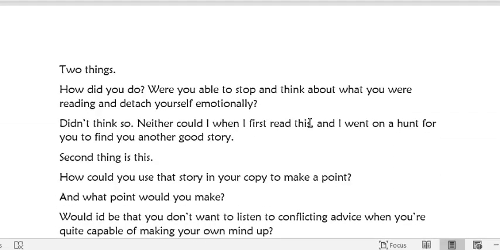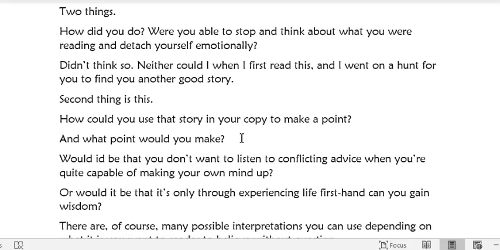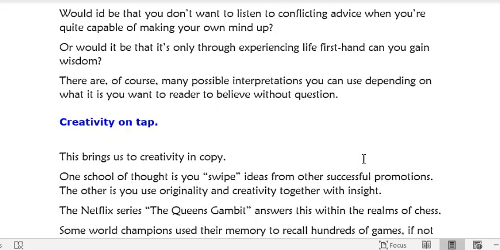Two things. How well did you do? Were you able to stop and think what you were reading and detach yourself emotionally? Didn't think so. Neither could I when I first read it. And I went on the hunt to find you another good story. Second thing is this. How could you use that story in your copy to make a point? And what point could you make? Would it be that you don't want to listen to conflicting advice when you're quite capable of making up your own mind? Or would it be that only through experiencing life firsthand can you gain wisdom? There are, of course, many possible interpretations that you can use depending on what it is you want your reader to believe without question.